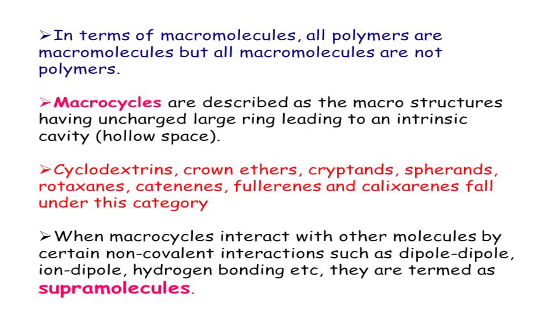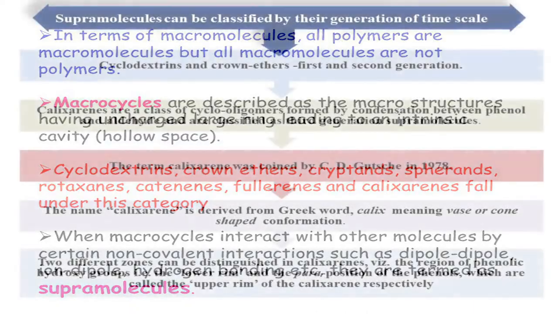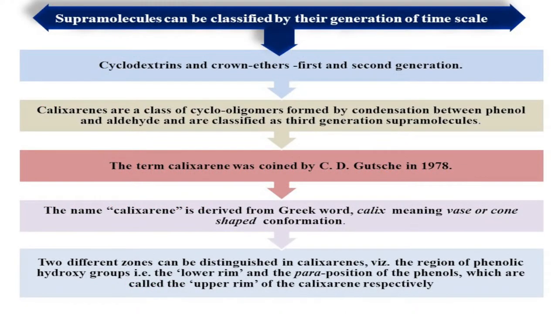Now, when these macrocycles interact with certain analytes, certain guests, by non-covalent or non-conventional interactions, they are termed as supramolecules. And these supramolecules can be divided on the time scale. Cyclodextrins and crown ethers are the first generation and second generation supramolecules. Calixarenes are classified as third generation supramolecules, which are nothing but the cyclic condensation product of phenol and formaldehyde, right? So the term calixarene was coined by Professor Gutsche in 1978. And the name calixarene is derived from the Greek word meaning vase-shaped or a cone-shaped structure.